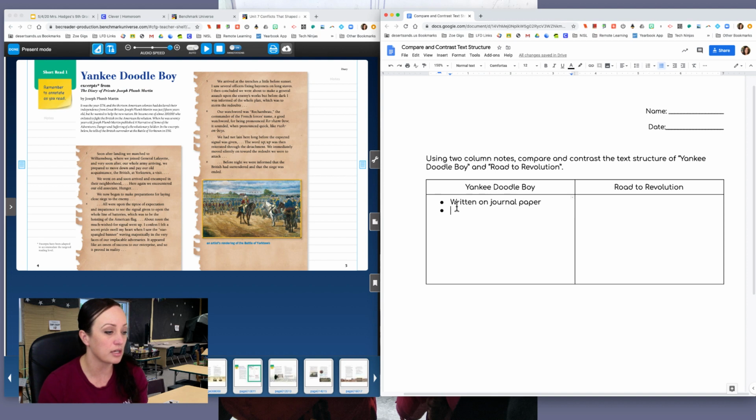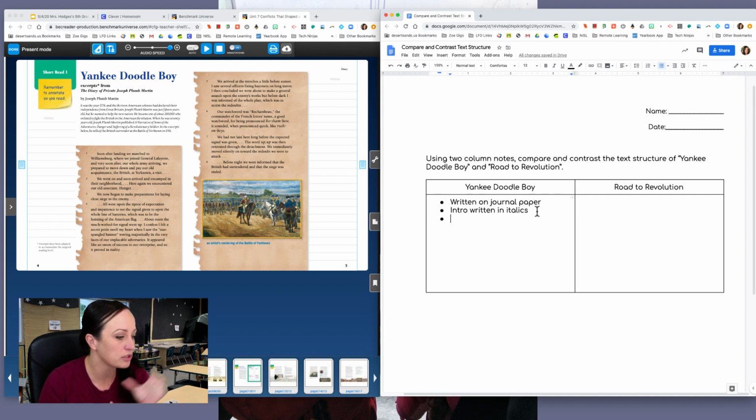That's where we learned the background, that this is an actual journal entry written by Joseph Martin. So I'm going to include that in Yankee Doodle Boy, there is an intro written in italics. Written in italics. Okay.